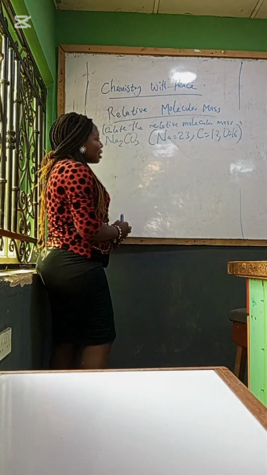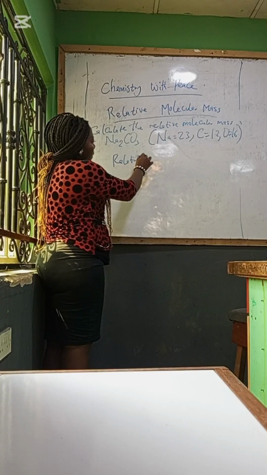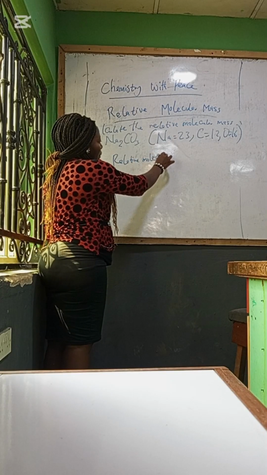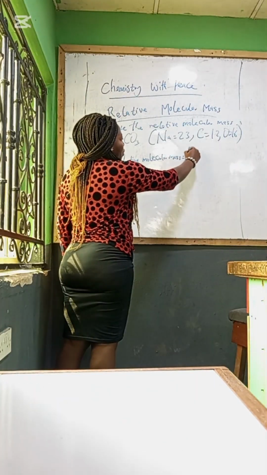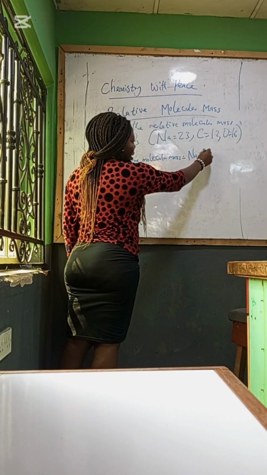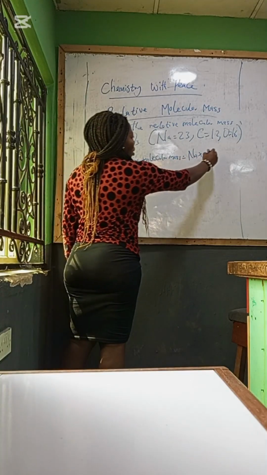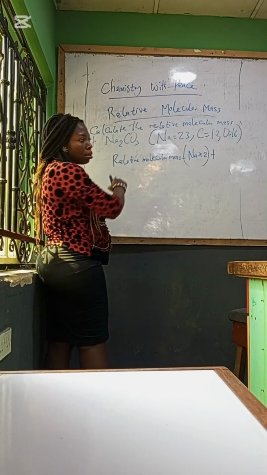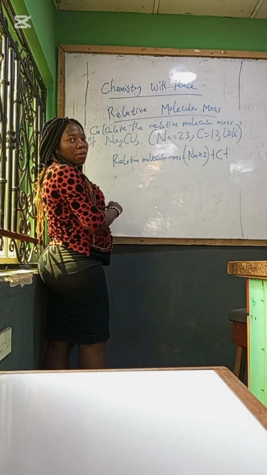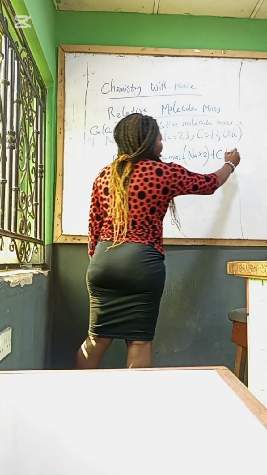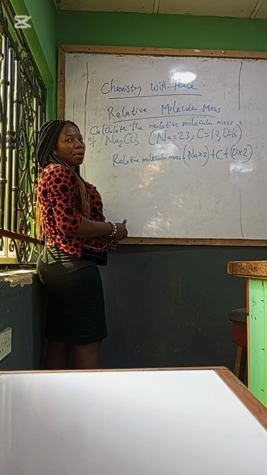Now let's look at it this way. Relative molecular mass is equal to the mass of sodium times 2, remember there are two atoms of sodium here, plus carbon, there is only one carbon, the mass of carbon, plus the mass of oxygen, there are 3 atoms of oxygen, so that is mass of oxygen times 3. This is what will help us to solve it.